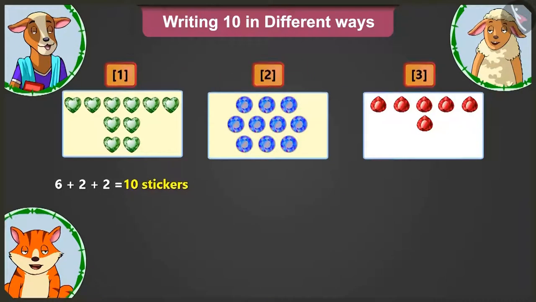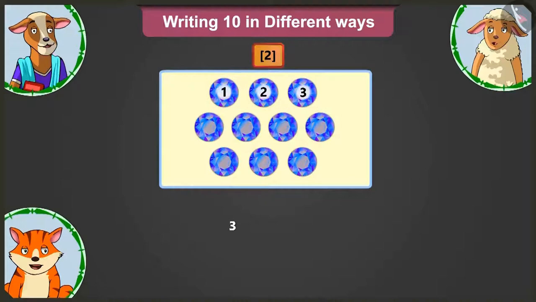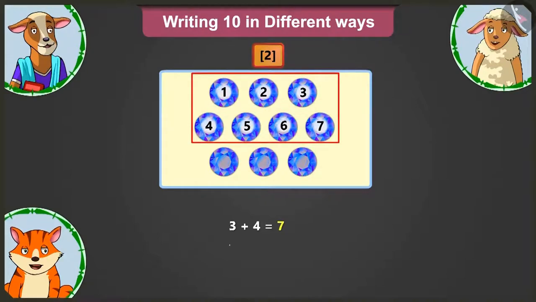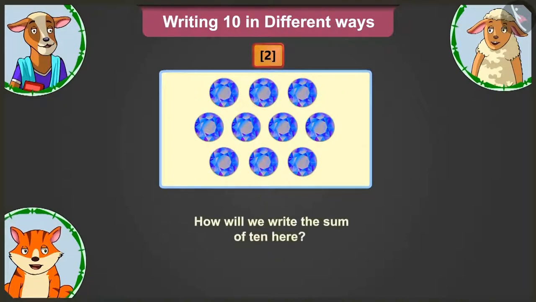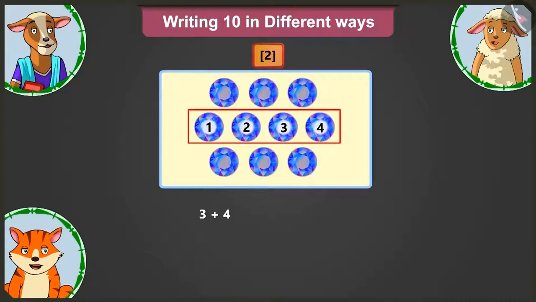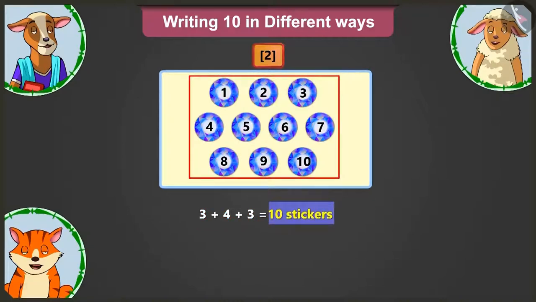Okay, Lily, now tell me how many stickers in total are there on the second card? Adding 4 to 3 gives 7. Adding 3 to 7 gives 10. So this has 10 stickers in total. Well done, Lily. Now tell me, how will we write the sum of 10 here? On the second card, there are 3 in the first row, 4 in the second row, and 3 stickers in the third row. So here, we will write 3 plus 4 plus 3 equals 10 stickers.